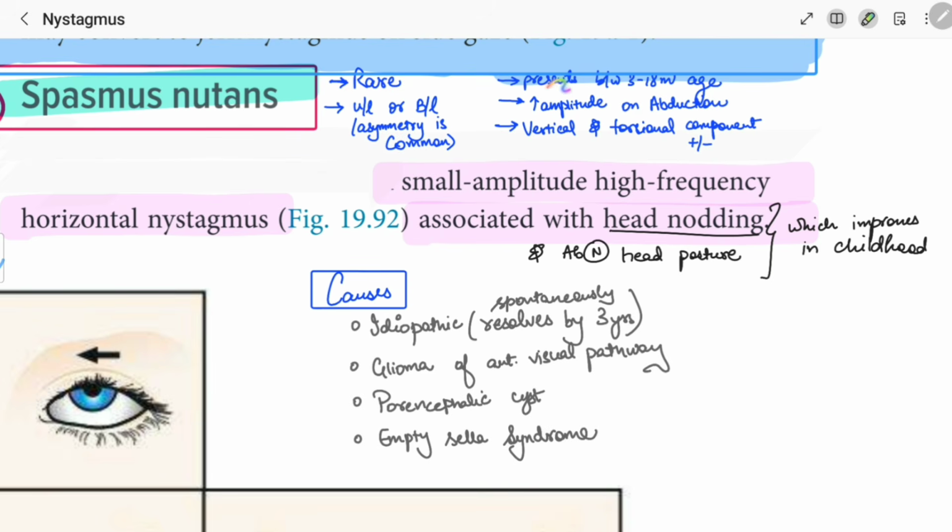This is a rare condition which is present between 3 to 18 months of age, unilateral or bilateral, and the amplitude increases on abduction.